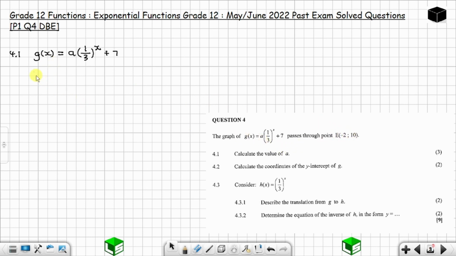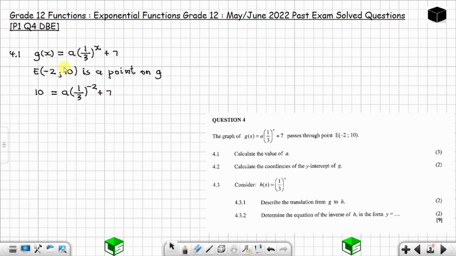Okay, so the point E, the coordinates are given. E is a point on g. This is your x coordinate and this is your y coordinate. Now let's use this point to calculate a. Your g of x is your y, so let's replace it with 10. Remember, the second coordinate is your y. So you have 10 equal to a times 1 over 3 to the power of x. Your x is negative 2, so you replace x with negative 2, to the power of negative 2, and then plus 7.